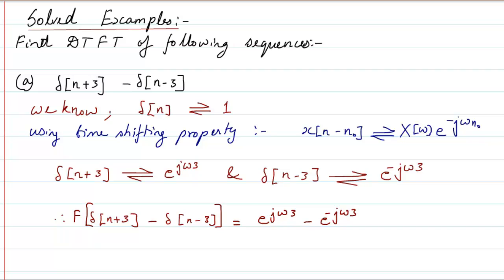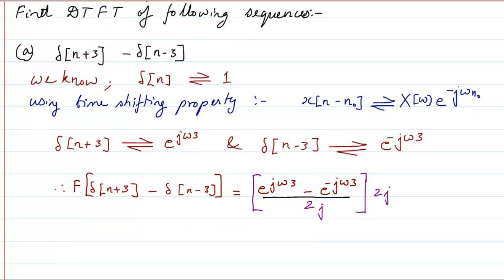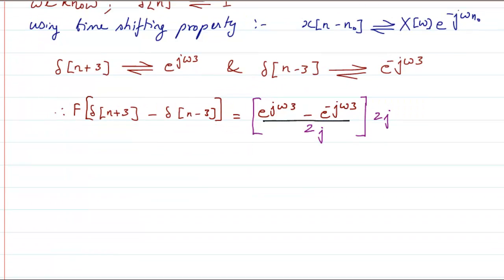with which if I multiply and divide by 2j, then what is inside the bracket? Inside the bracket is sine, isn't it? Because based on Euler's relation, what is within the bracket will be sine 3 omega into 2j. So 2j I will write in the front. So this is equal to 2j sine 3 omega. So that is the Fourier transform of this particular function.